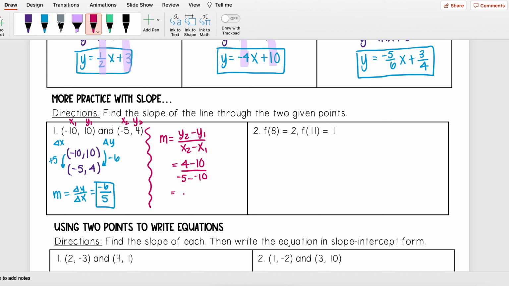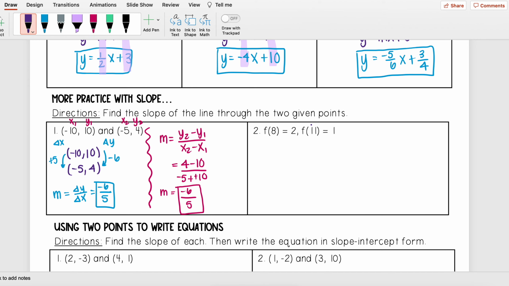Well, 4 minus 10, I get -6. And here I have minus a negative, so that really means I'm just adding a positive. So I have -5 plus 10, which gets me 5. And so I see I get the same answer either way.